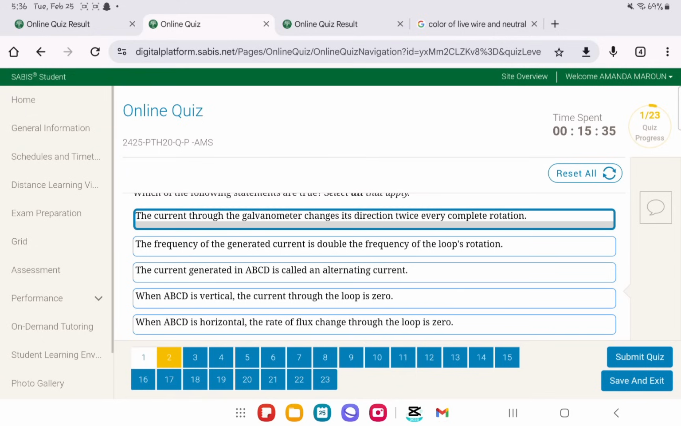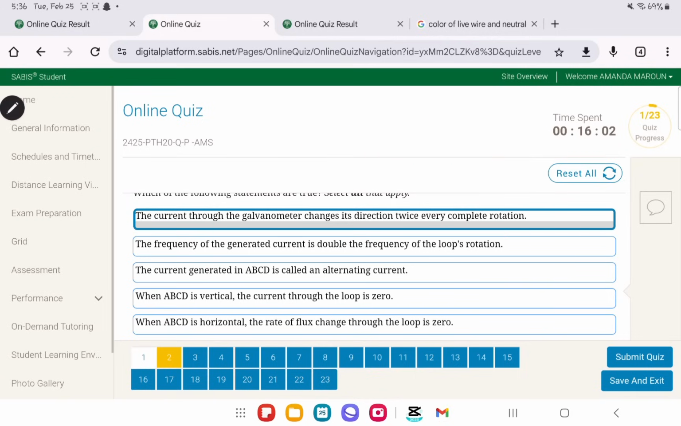The frequency of the generated current is double the frequency of the loop's rotation. Here what they are saying is one current is equal to 2 rotations, which is not the case. We said that actually it's the opposite. 2 currents is equal to 1 rotation. So this is definitely wrong.